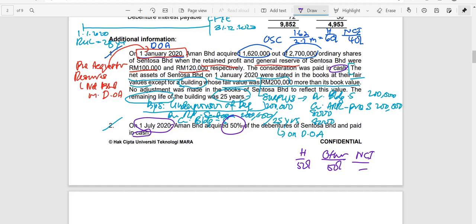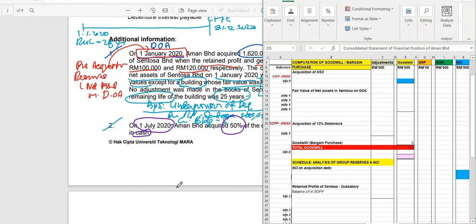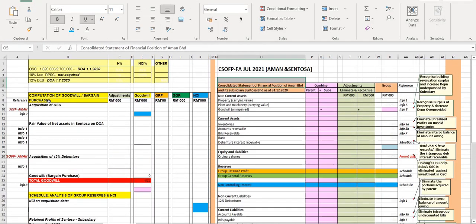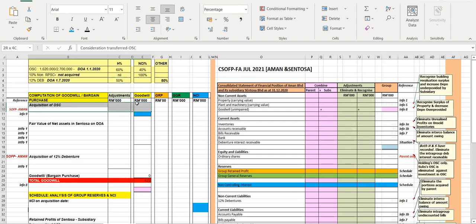So what we can do now is prepare the schedule to show the calculation of goodwill. Before that, this is the information on the acquisition percentage. We can see that for the non-redeemable preference shares, the non-controlling interest is 100%. We start off with the acquisition of ordinary shares, which is 2,494 in terms of consideration transferred. Then we find out the fair value of the net asset.